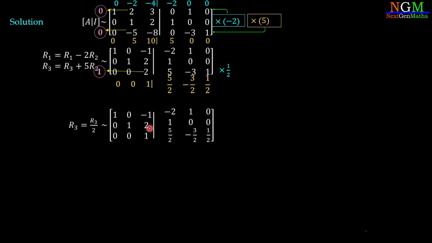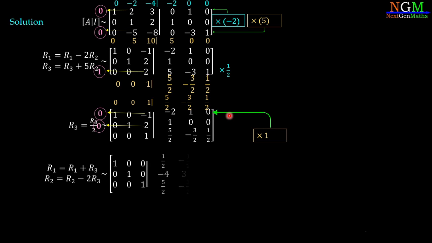Now in the last step, we have to make 2 into 0 and minus 1 into 0. For that, we will use the third row multiplied by 1 and add it to the first row. And we have 1, 0, 0; minus 2 plus 5 by 2 is 1 by 2; minus 3 by 2 plus 1 is minus 1 by 2; and 1 by 2 plus 0.